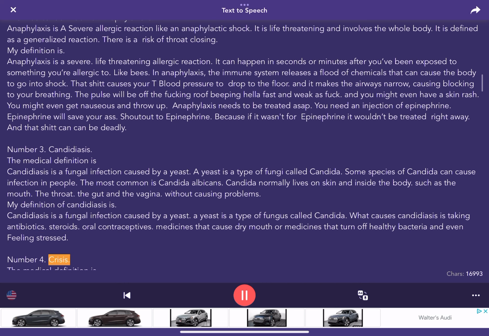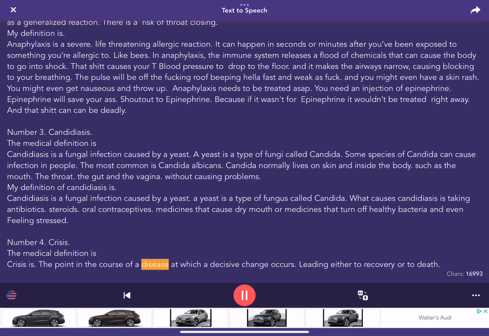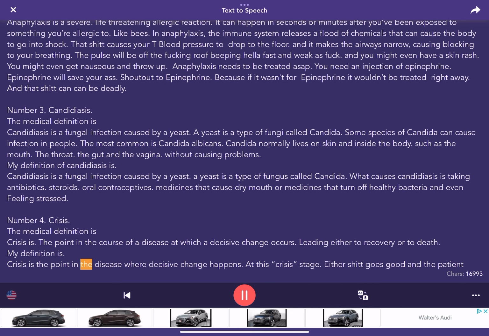Number 4. Crisis. The medical definition is: crisis is the point in the course of a disease at which a decisive change occurs, leading either to recovery or to death. My definition is: crisis is the point in the disease where decisive change happens. At this crisis stage, either shit goes good and the patient recovers, or he gone. So crisis means the real deal moment. It can be good or bad, but the point is, it's the moment where decisive change happens.